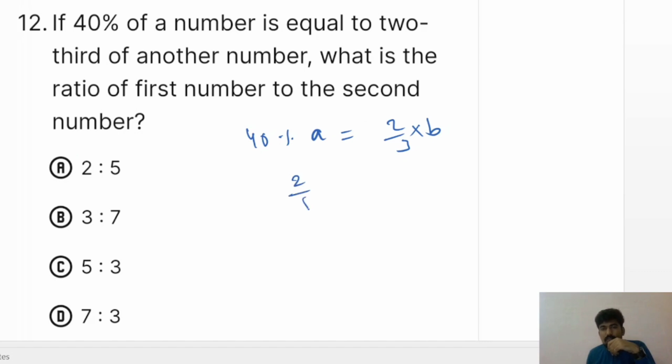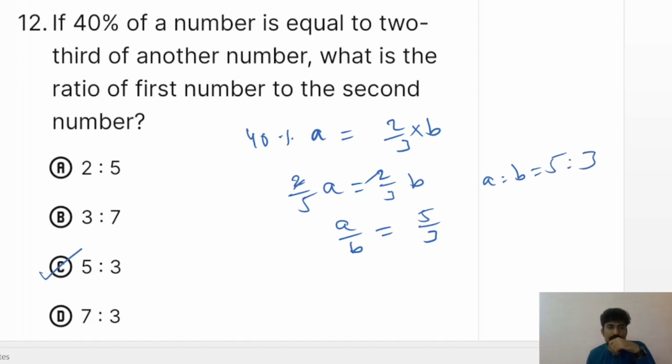40% means 2/5 into A is equal to 2/3 into B. Here the 2 gets cancelled. A by B is equal to 5/3. So A is to B is equal to 5:3. Answer is C.